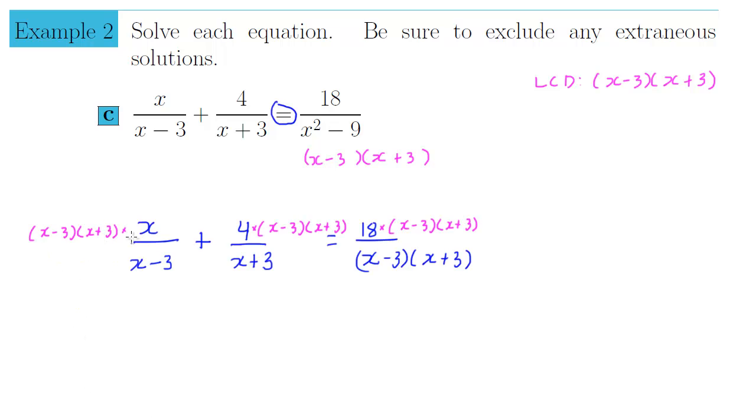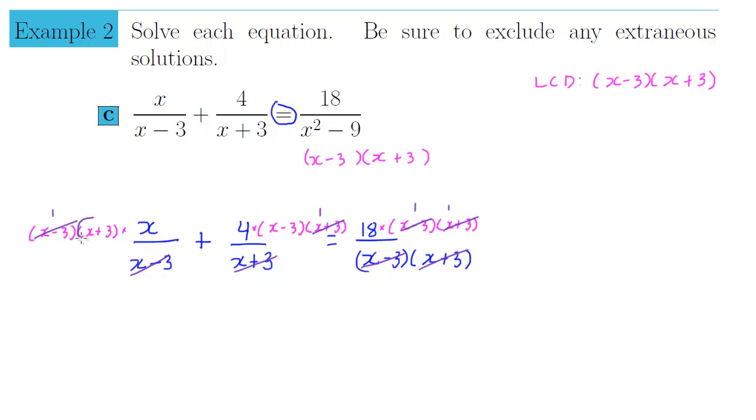So this is what it looks like after we hit each term in our equation with the LCD. Remember, this is in the numerator. You can think of the LCD as x minus 3 times x plus 3 over 1. So then we want to reduce any like factors. For example, in this first term, the x minus 3 and the x minus 3 reduce to 1. In the second term, the x plus 3 and the x plus 3 reduce to 1. And in the last term on the right side, both the x minus 3 and x plus 3 reduce with the LCD. So all of our denominators are gone.